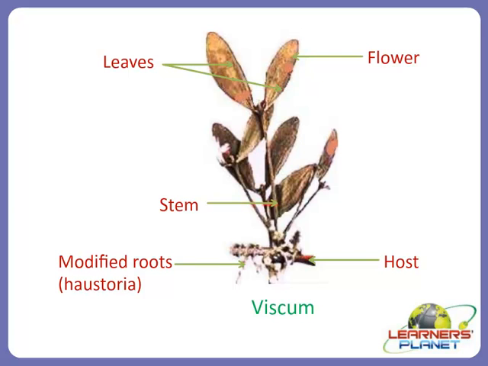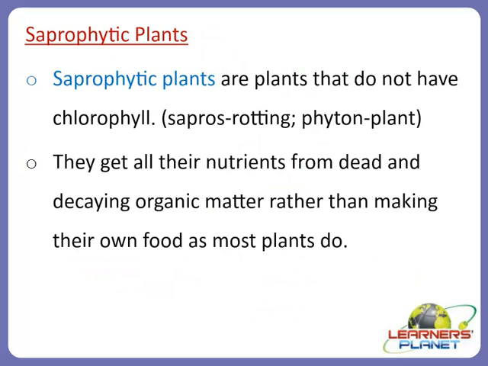So there is a difference between harming and killing, right? Harming the plant and killing the plant makes a difference. It harms the host plant, but parasitic plants do not kill the host plant. That is believed by the scientists. That is the research done by the scientists. So that was all about the parasitic plants.